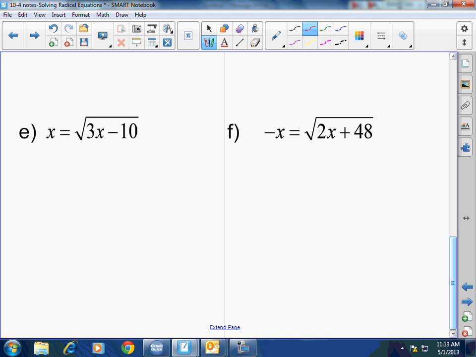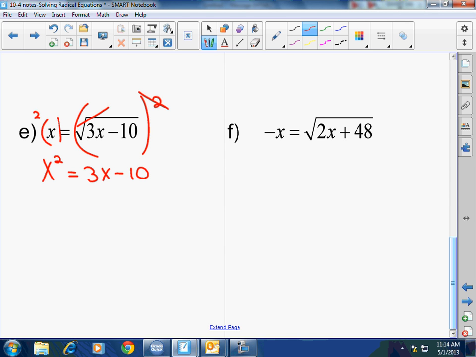Okay, I have x equals the square root of 3x minus 10. Nothing is being added to the square root or to the x. Nothing is being multiplied to it. So how can I get right to it? How can I get that x out of that square root radical? You square both sides. Very good. So I'm going to have x squared equals, the square root cancels with the power of 2, 3x minus 10.